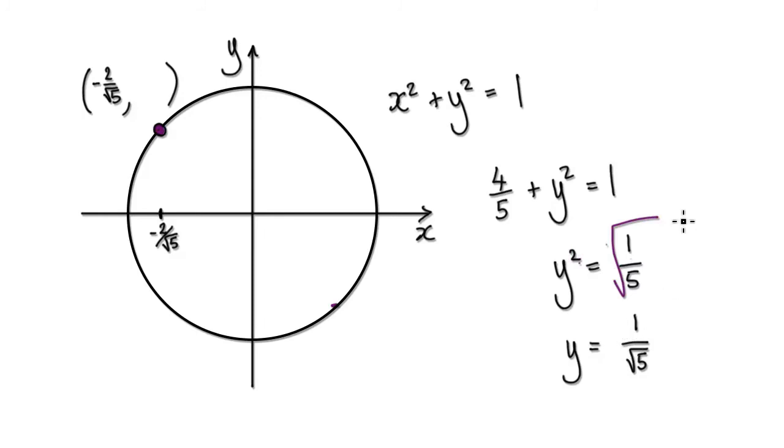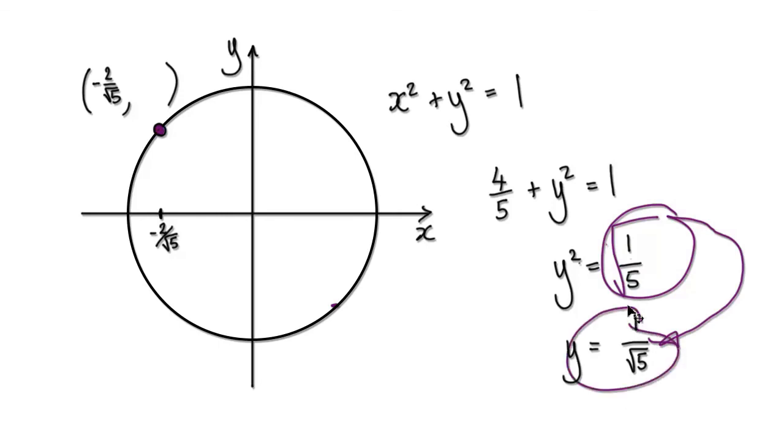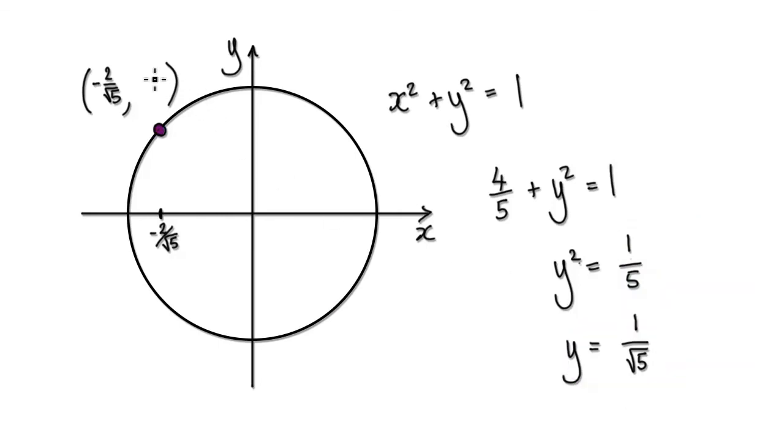If you simplify this, it will then give you this. So the coordinates will be negative 2 over root 5 comma 1 over root 5. So this is your answer. Okay.